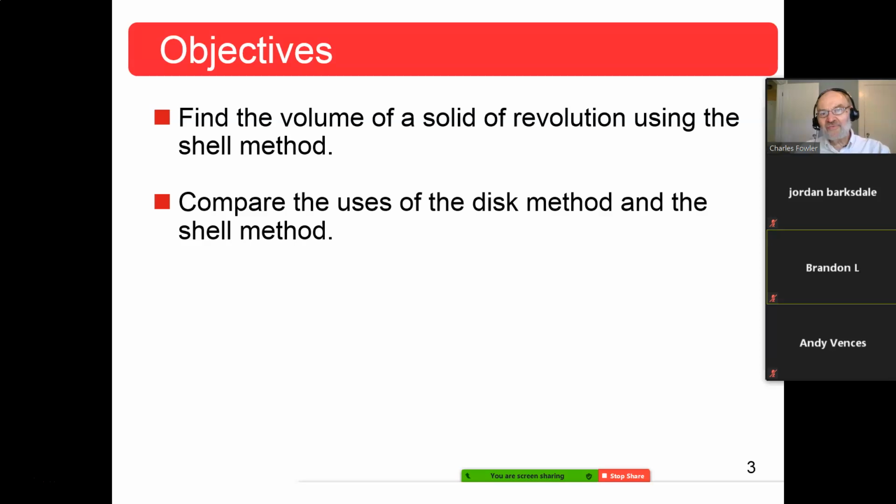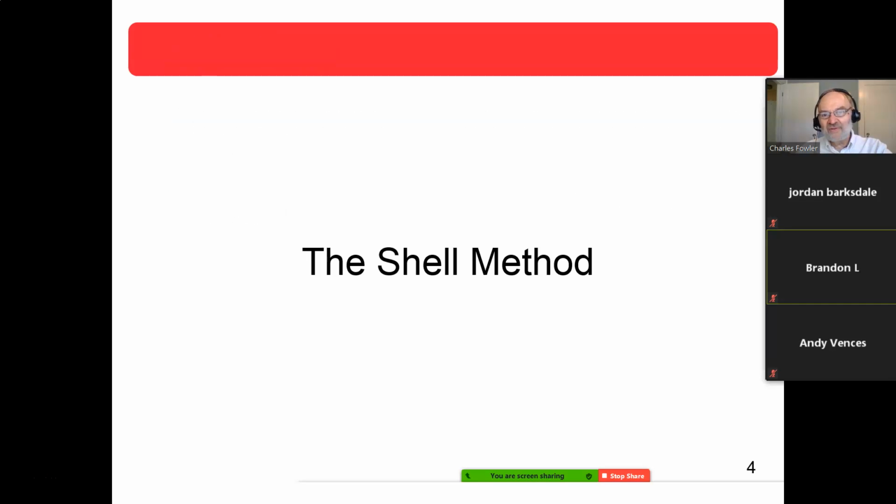Now the objectives are to find the volume of a solid of revolution using the shell method, and the second would be to compare the uses of the disk method with the shell method. You'll see sometimes disk is way easier, sometimes shell avoids a lot of problems. So you can use either one.